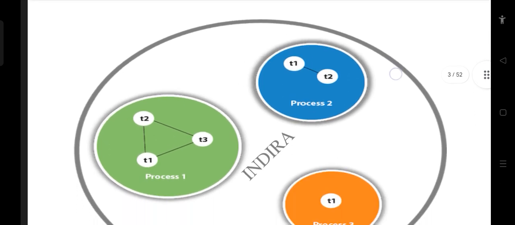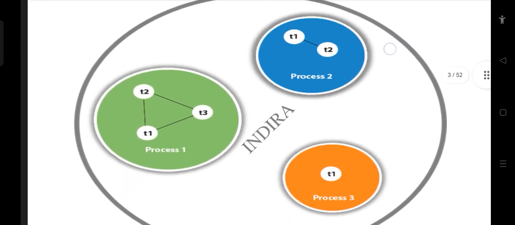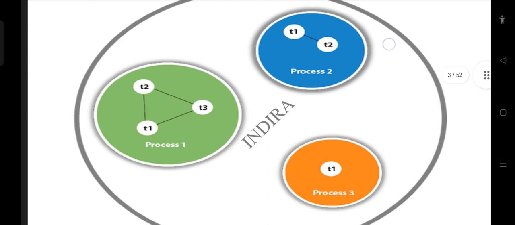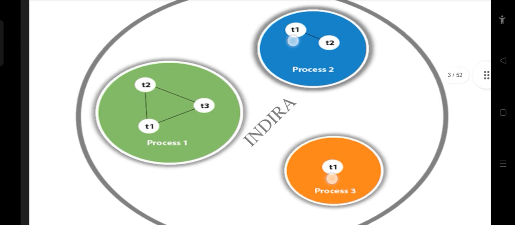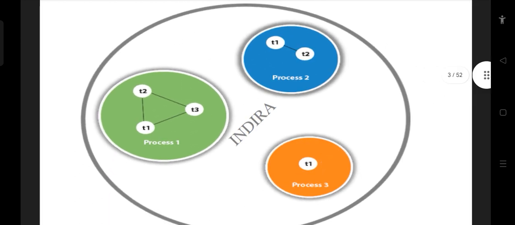Coming to the graphical representation of threads, here T1 is a thread, T2 is a thread, T3 is a thread. Check process 1: it consists of 3 threads and they are interlinked with each other. Coming to process 2, threads 2.1 and 2.2 are interlinked with each other. Whereas process 3 consists of only one thread. So this is the graphical representation of a thread.